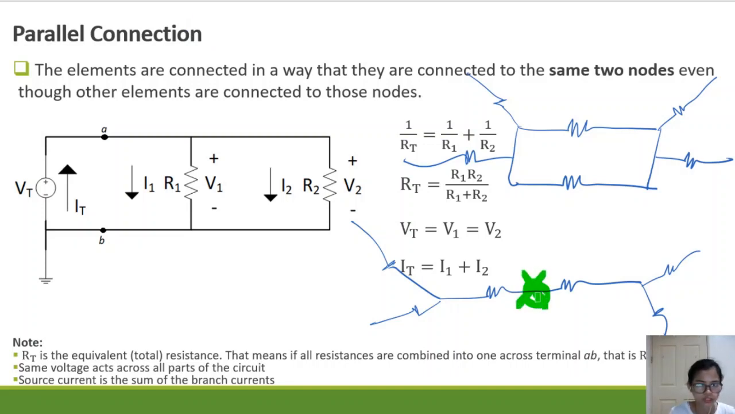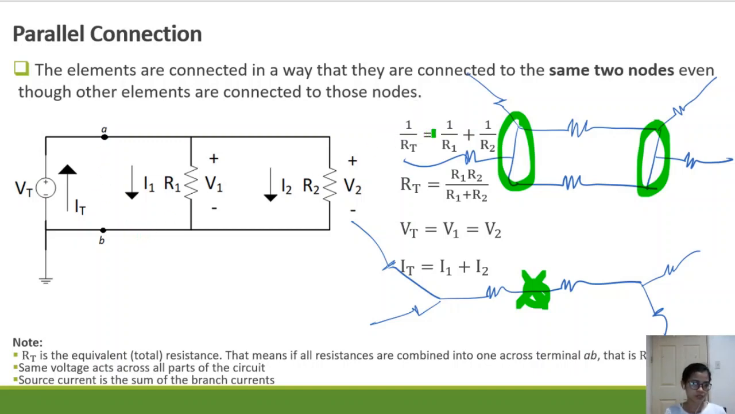No touch. And this one, you may touch that as long as they are connected. If only one node is connected and the other is not, then they are not parallel. So for this parallel connection, observe the formula for the equivalent resistance across A and B.